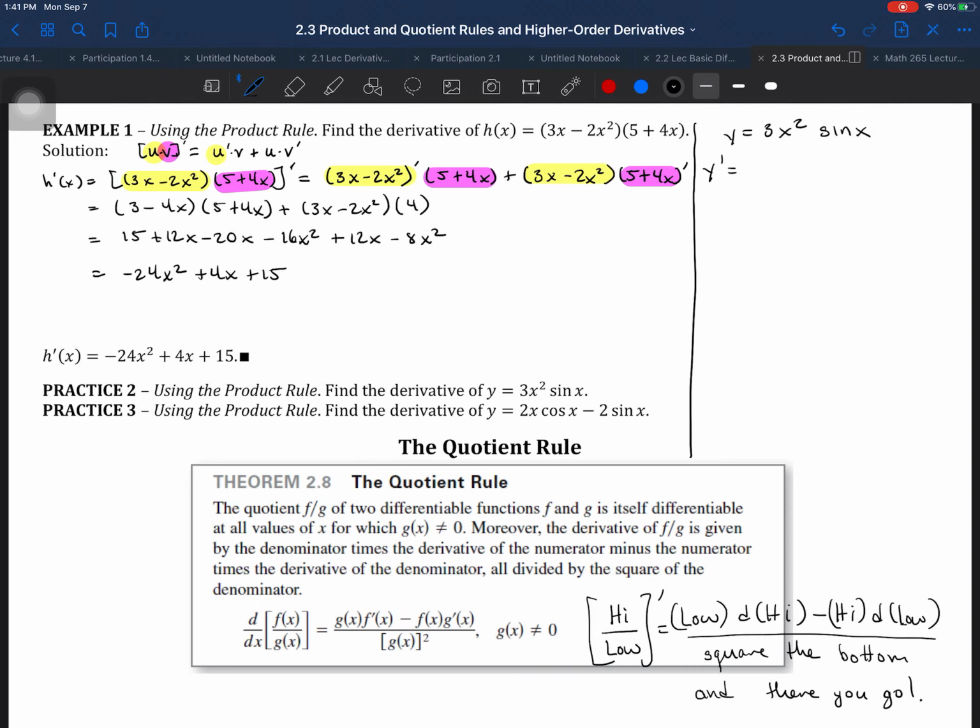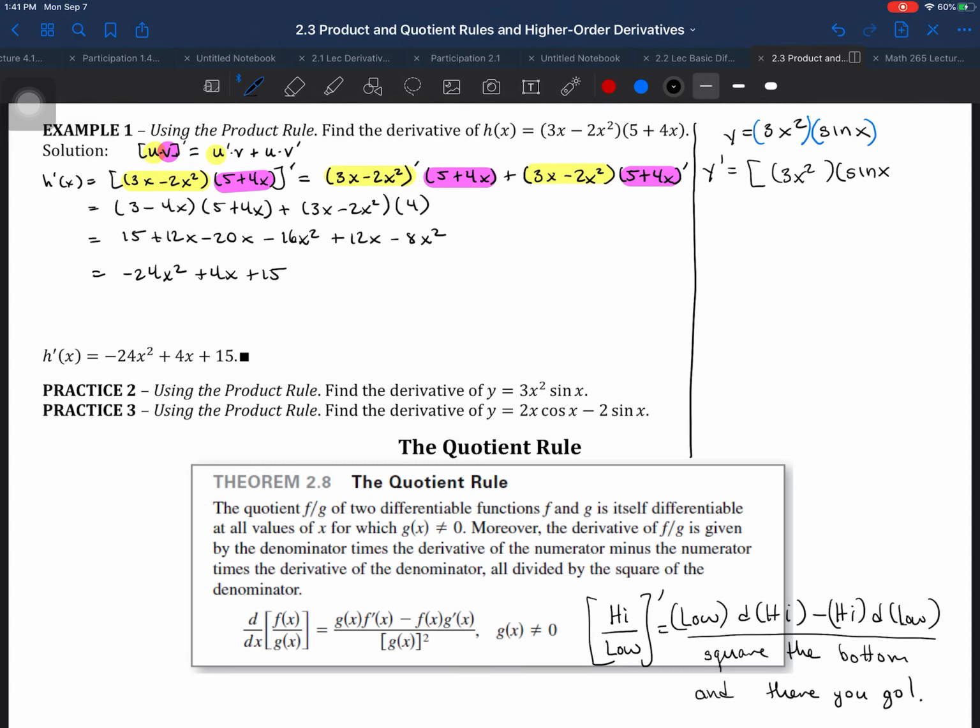Now, does it help if I come back and label what the two functions are? Yeah, it might be clearer for you guys. Remember that sine of x is its own function, and then this over here is its own function. I don't have to, but for now I will do that for you guys to make it clear that that's why we're doing the product rule.